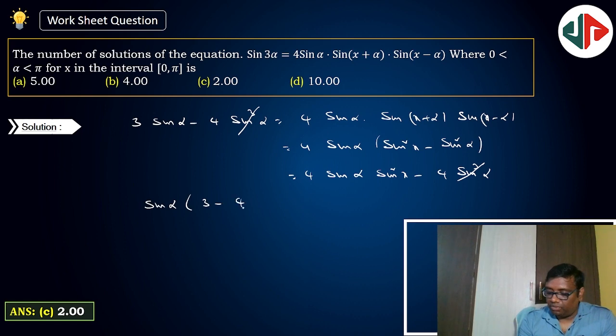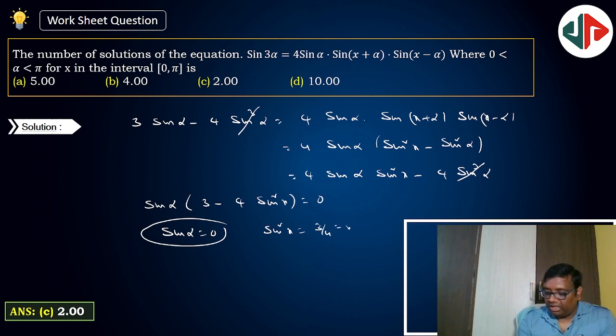So 3 minus 4 times sin square x is equal to 0. Sin alpha is equal to 0, which is a constant value. So sin square x is equal to 3 by 4. It is nothing but root 3 by 2 whole square. So x is equal to n pi plus or minus pi by 3.